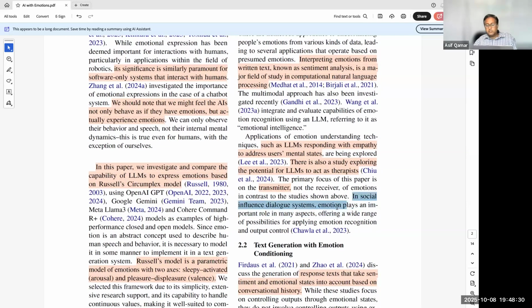Okay, in social influence dialogue systems, emotions play an important role in many aspects, offering a wide range of possibilities for applying emotion recognition and output control. Yeah, we have been talking about that.